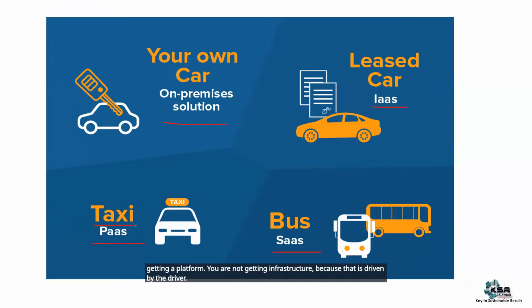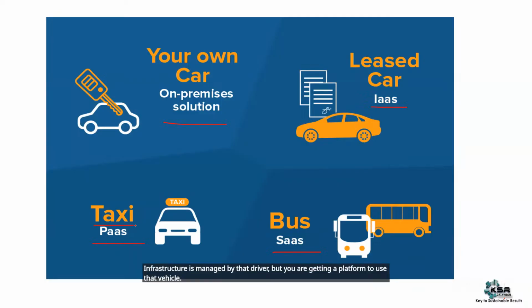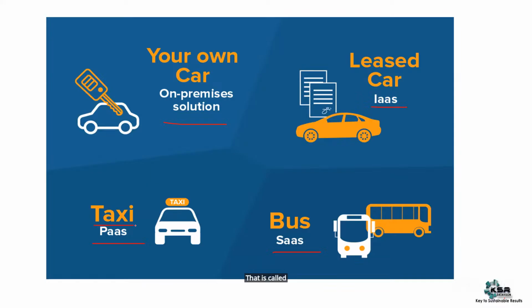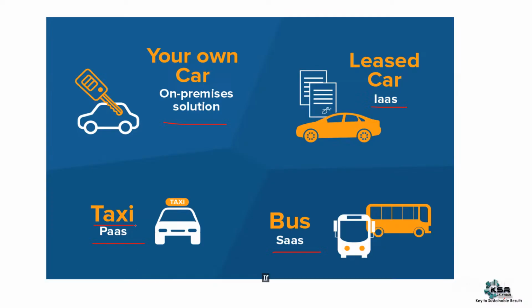Infrastructure is managed by the driver, but you are getting a platform to use that vehicle. That is called platform as a service. You are getting a vehicle to use, but you are not managing it. It is managed by some other person. So you are only getting a platform. You are not getting infrastructure. If you're driving your own vehicle, that is called infrastructure.